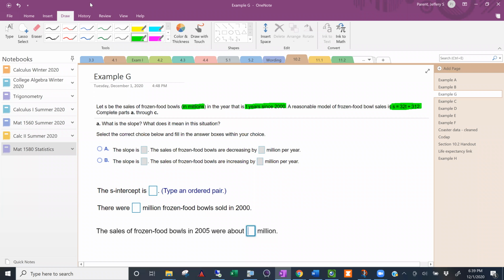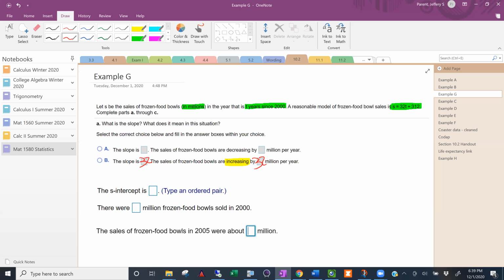So we've got a couple different possibilities here, and the one that I think seems to fit would be this one down here, because sales are increasing. So the slope is 32. The sales of frozen bowls are increasing by 32 million per year. Okay, nice. Now I'll give you a heads up on the next part here, and you'll see one like this, maybe not in the homework, but in the review for your exam next week.